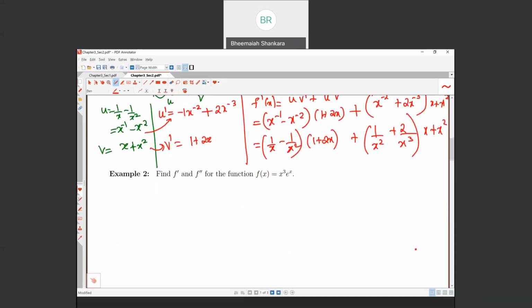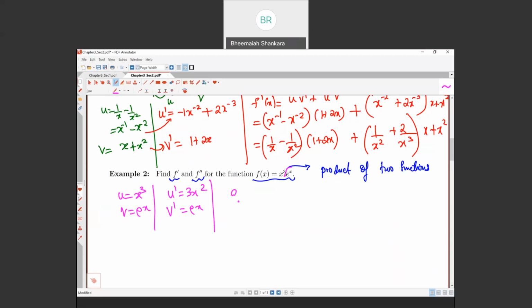In the next problem, you are asked to calculate the first derivative, f prime, and the second derivative, f double prime, for this given function. You read the function carefully. All you are seeing is a product of two functions. So, whenever you see a product of two functions, you will be doing the product rule. So let me write the function u is x cubed, the function v is e to the x. Derive u prime is 3x squared and v prime is e to the x.